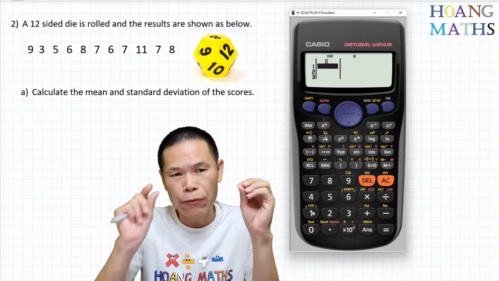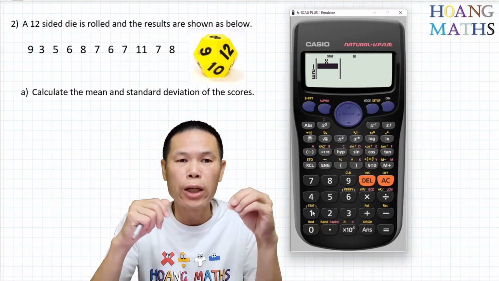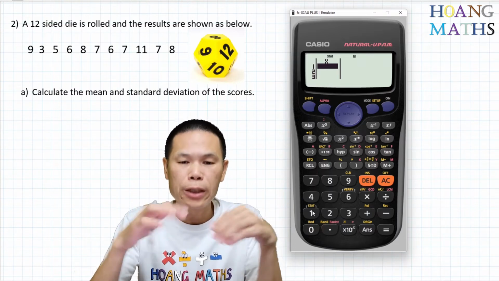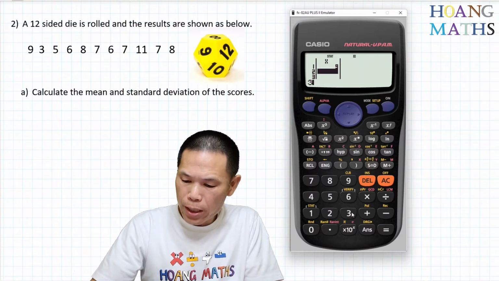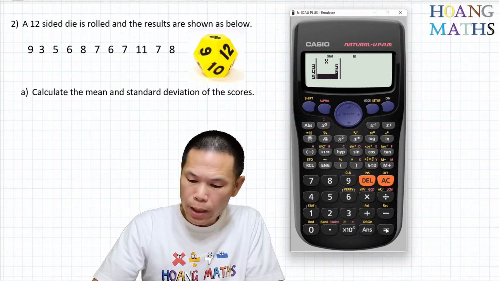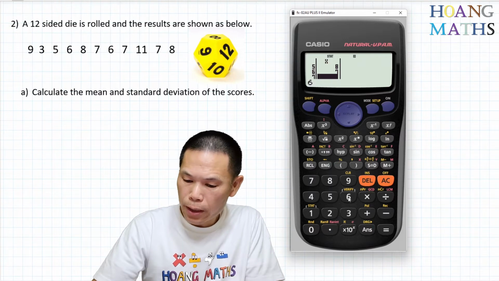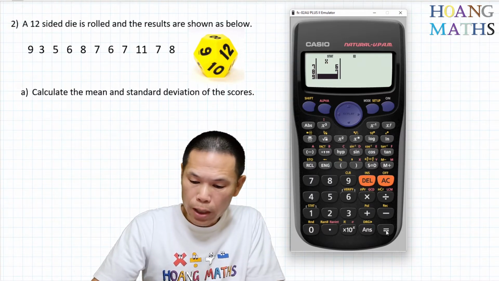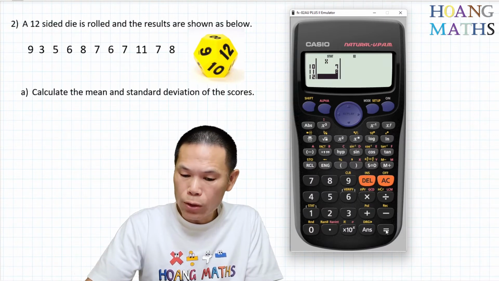If your calculator has a frequency column, it doesn't affect anything, so just leave it as it is and ignore that column. Just put the values in. So let's go 9 equals, 3 equals, 5 equals, 6 equals, and then 8 equals, 7 equals, 6 equals, 7 equals, and then 11 equals, 7 equals, 8 equals. So that's it. Now we just clear the screen first.